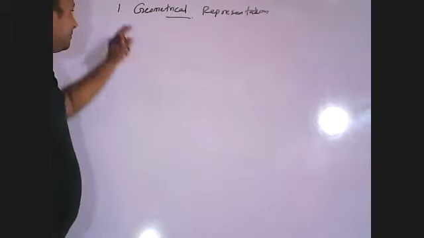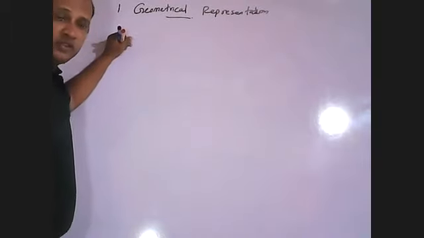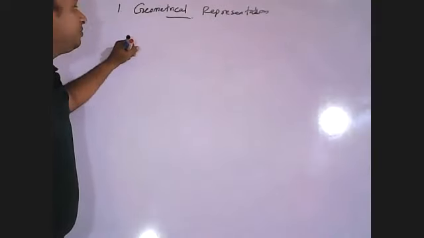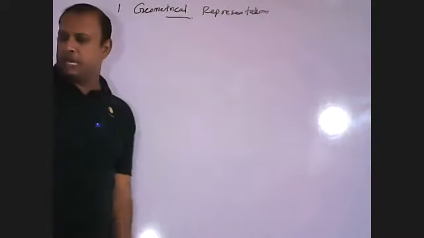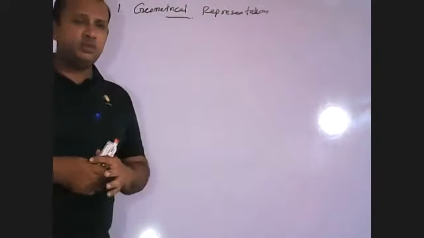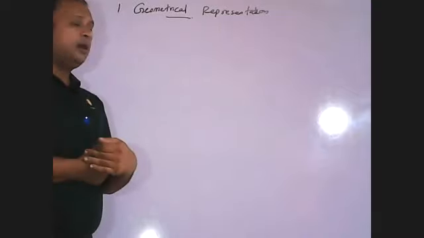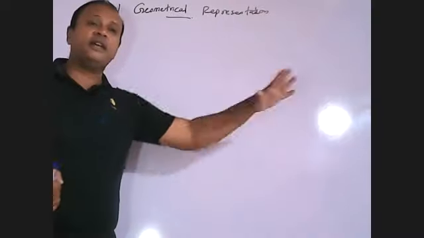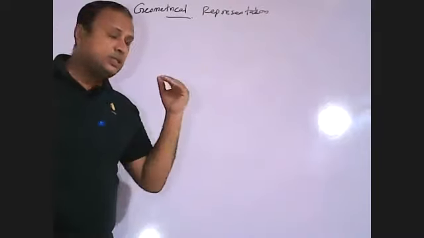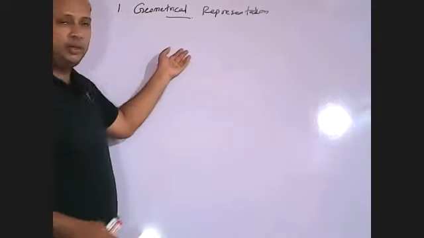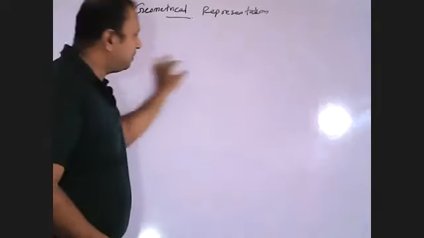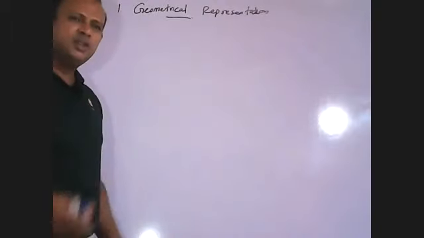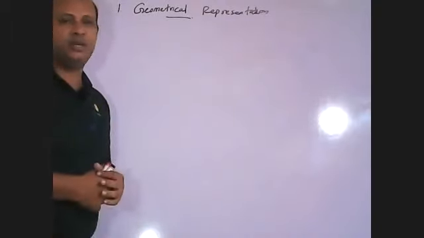The first method is geometrical representation. Write a topic. First one, geometrical representation. Geometrical representation means if we represent a linear motion using a figure, we call it geometrical representation. Actually, I have drawn some figures previously. Those are some examples for geometrical representation.